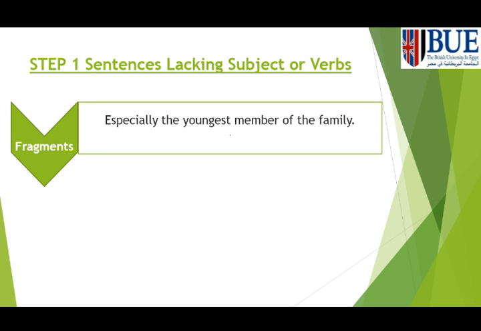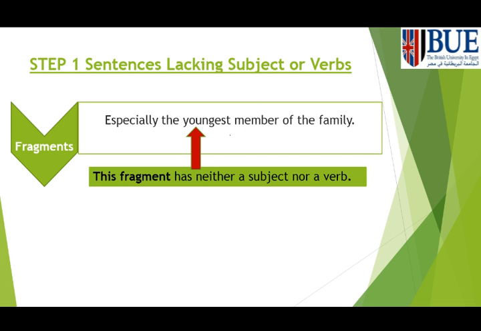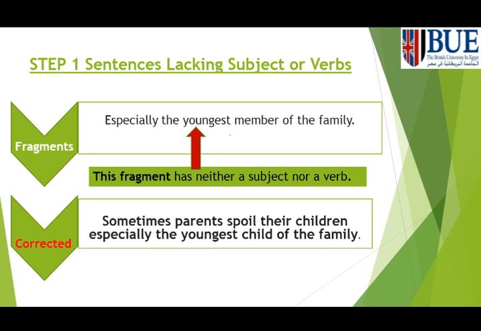Especially the youngest member of the family. This fragment has neither a subject nor a verb. Now we can add parents and we can add the verb spoil. The correct sentence would be, sometimes parents spoil their children, especially the youngest child of the family.